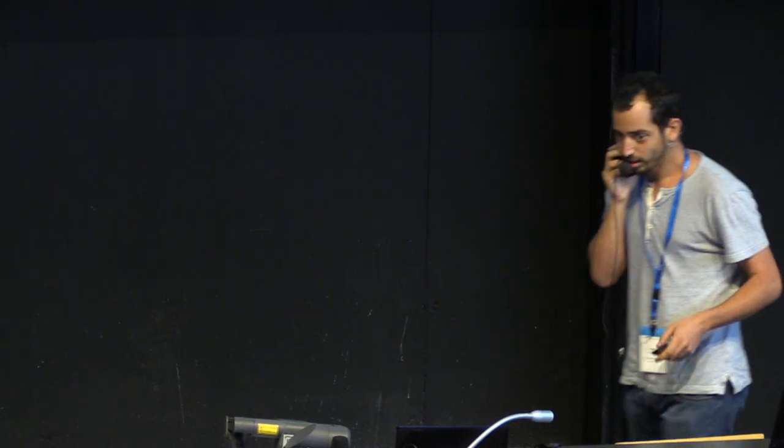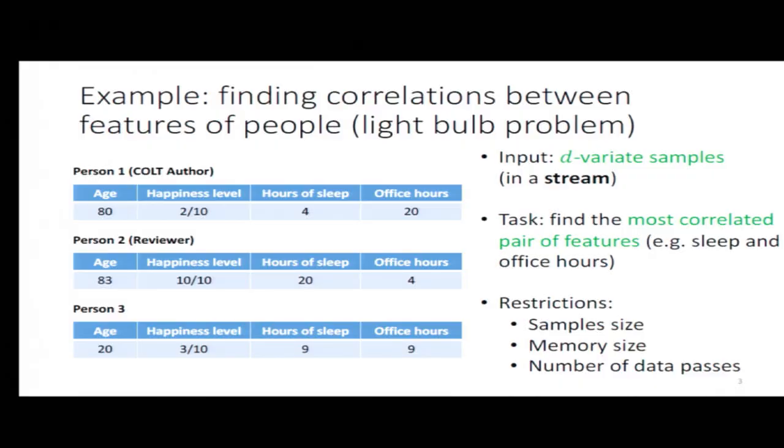Okay, so let's present the setting using an example. That's a variant of the light bulb problem, for those of you who are familiar. So assume that you get multiple samples of people. And for each person, you get multiple features: their age, their happiness level, their hours of sleep, and their office hours. And your task is to find the pair of features with the highest correlation. Here, the highest correlation is between the sleep and office hours.